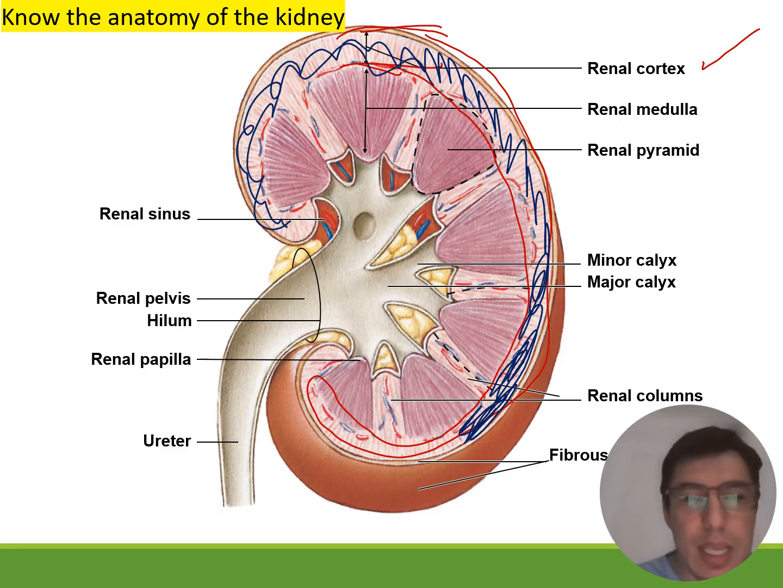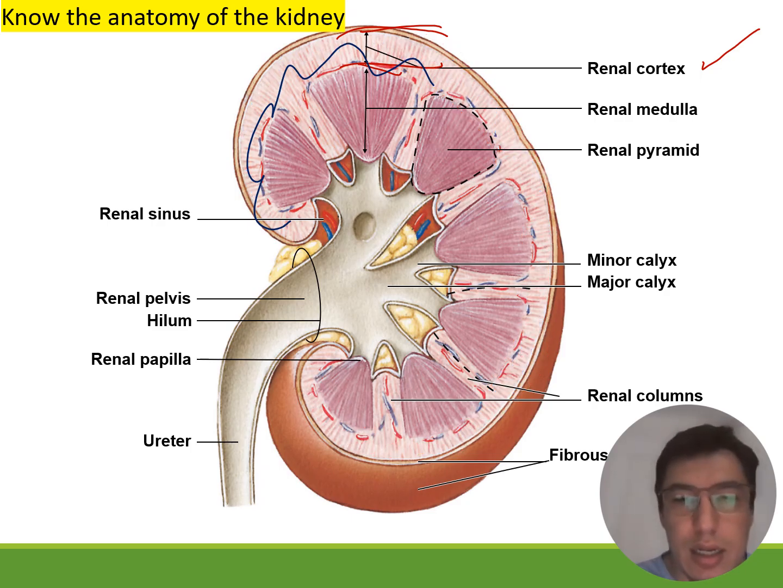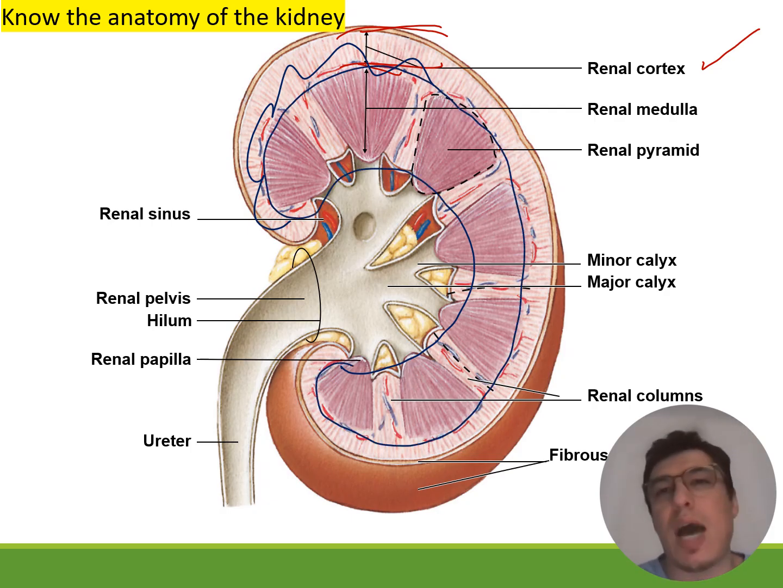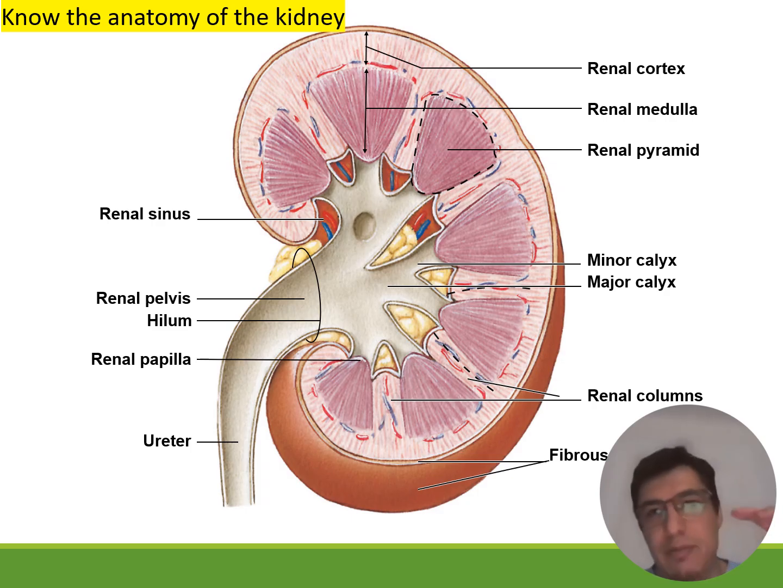Now the next portion is the renal medulla. The renal medulla is going to be the center, and within the renal medulla we have the pyramids. These are the structures that will house the collecting ducts from the nephron itself. So we have two different layers: the renal cortex and the renal medulla. Within the renal cortex, we have the nephrons, the main filtration units.